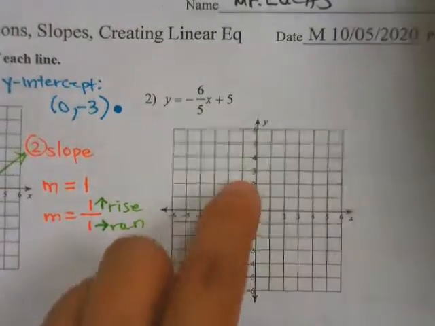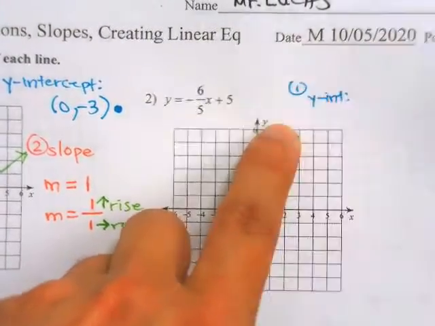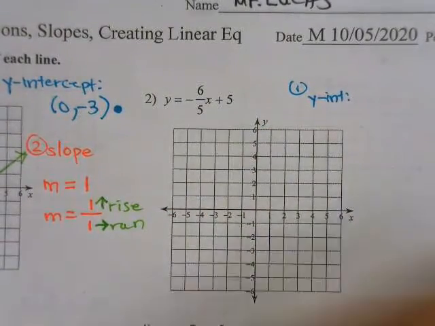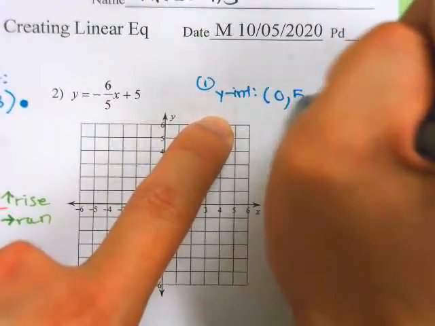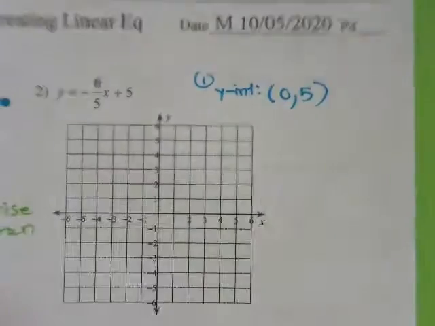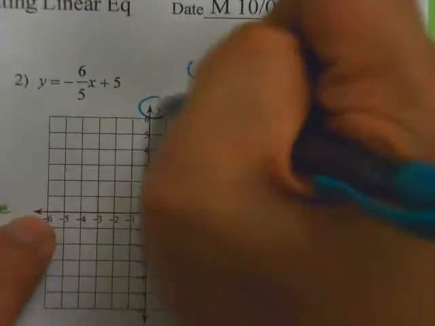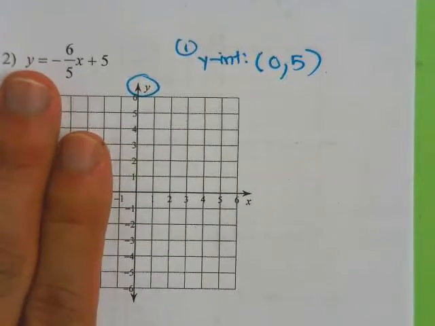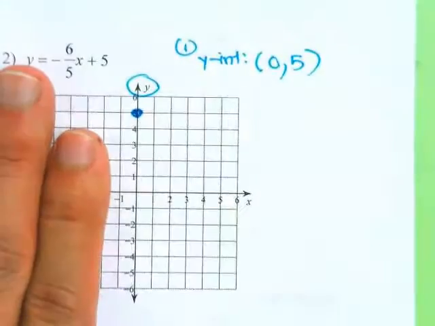Number 2, let's start again with step 1. One of these is your y-intercept. Is it the negative 6 over 5 or is it the positive 5? Positive 5. Nice. Your y-intercept is 0, 5. Where is 0, 5? Focus on the y-axis, not the x, and just go 5 up. Kabam.